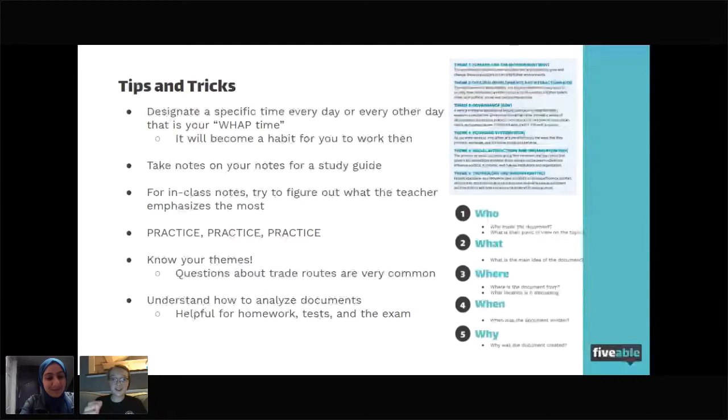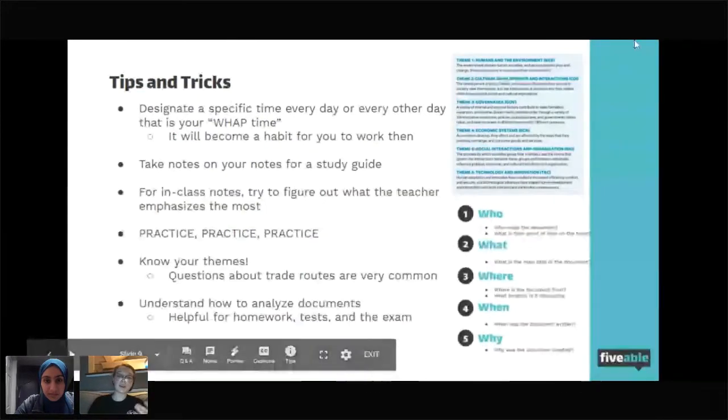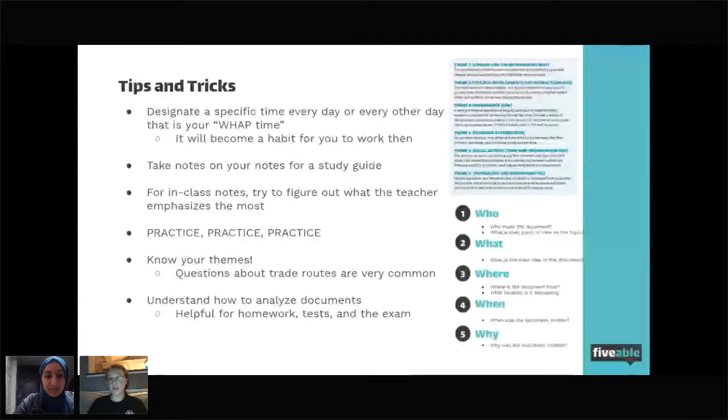And then in addition, you want to know how to analyze documents. If you look on the right of the slideshow, you can see that I made this list of things you should look for when you're analyzing documents. You want to look for who is writing the document, who is the document about. What is the main idea of the document? Where is the document from? What location is it discussing? When was it written, or what time period is it pertaining to? And then why was the document created? These can all help you figure out how to analyze the document.